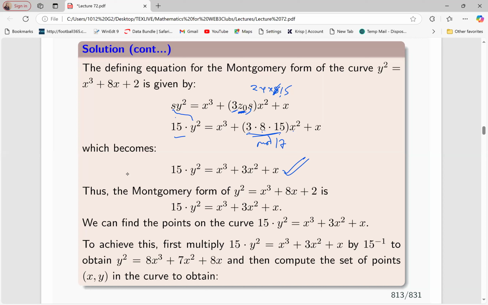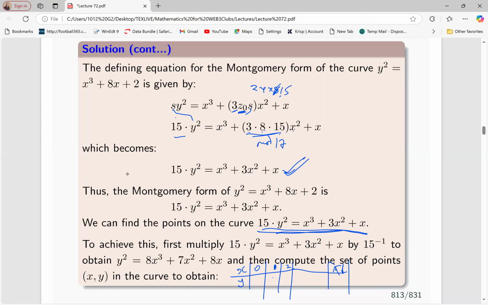Now, after finding the Montgomery equation, we can also obtain the points of this Montgomery equation. How do you obtain points? You just want to find what y is when x is 0, what y is when x is 1, when x is 2, all the way to when x is 16.